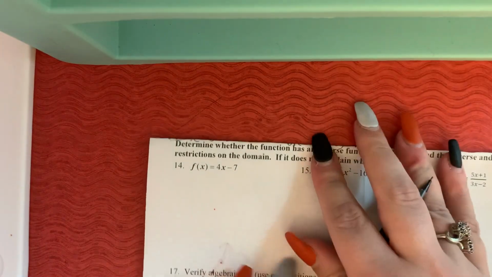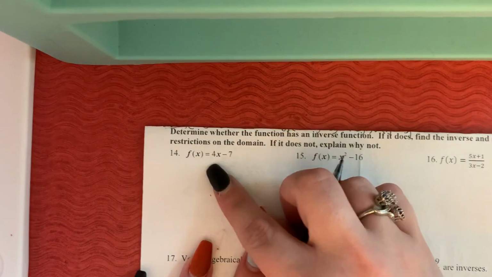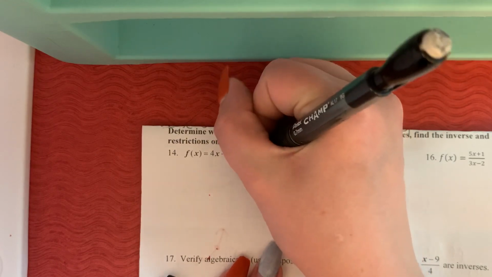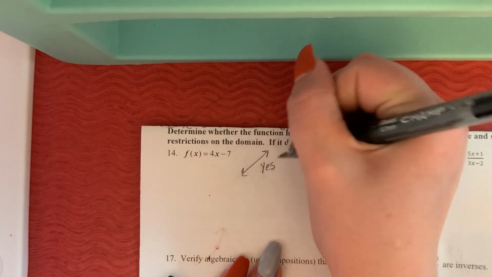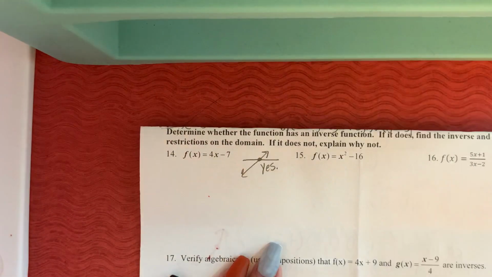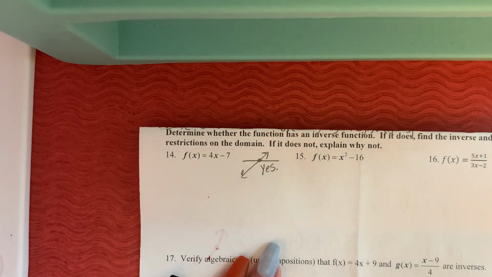Okay. So looking at this original function, we see that it's 4x minus 7. That means it's linear. So that means, yes, it's going to have an inverse because it passes that horizontal line test. Okay, because anywhere I draw a horizontal line, it's only going to touch once. So yes, it has an inverse.